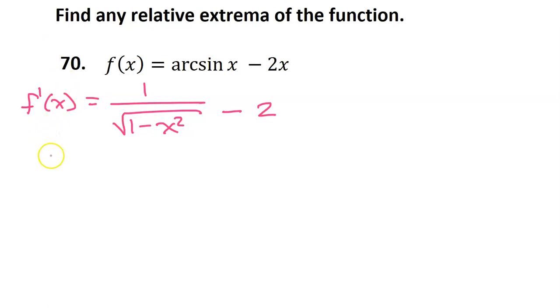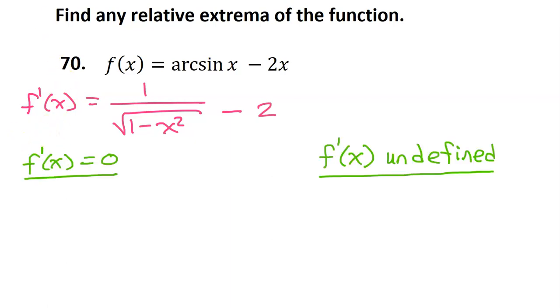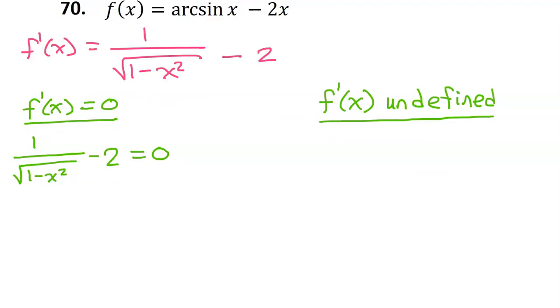So, time to find the critical numbers. The critical numbers are the values of x that cause f prime to either equal 0 or be undefined. Let's start by setting f prime equal to 0. So we have this. Adding 2 to both sides, we have 1 over the square root of 1 minus x squared is equal to 2.